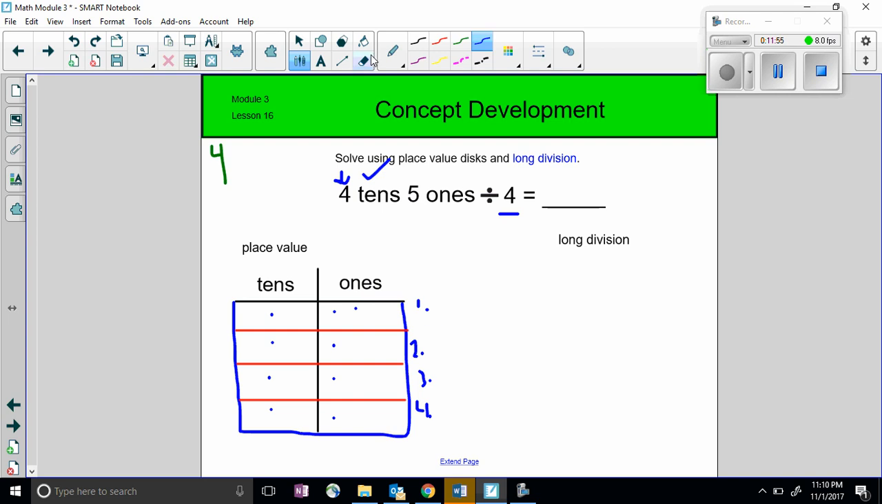Wait a second. Dun, dun, dun. We got ourselves a remainder. So we're going to put this little remainder in its own little box. So when I do that, I know I ended up having 1 ten.